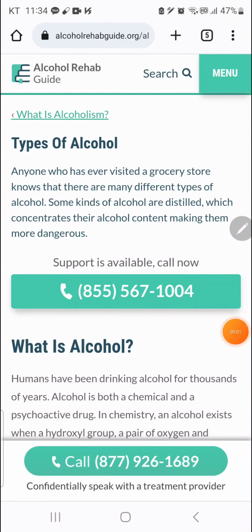Hello, today is Monday, March 13th, 2023. I would like to read an article about alcohols. Yes, alcohol brands and their subtle differences.